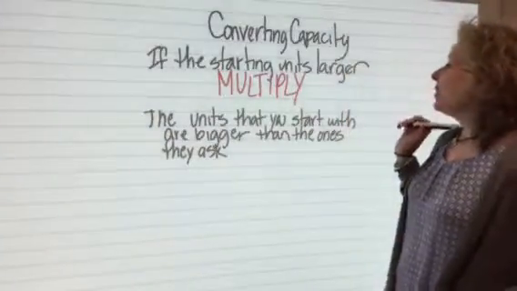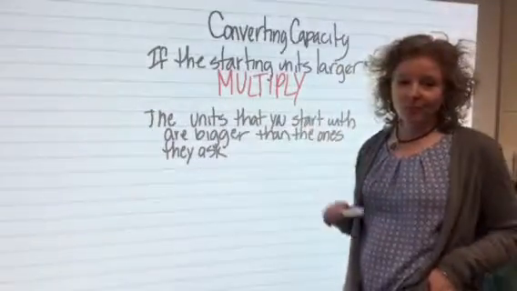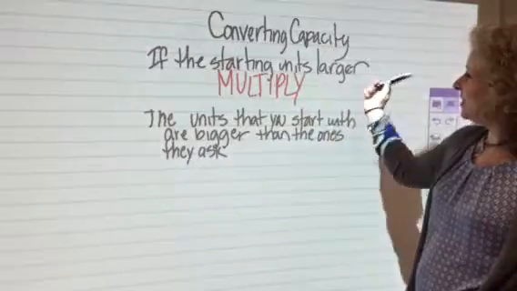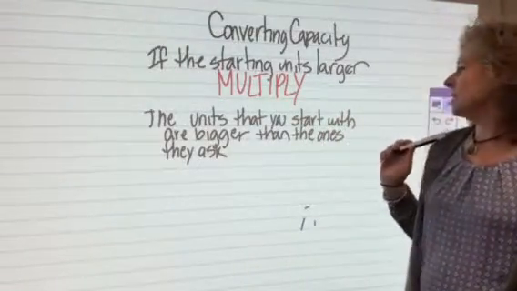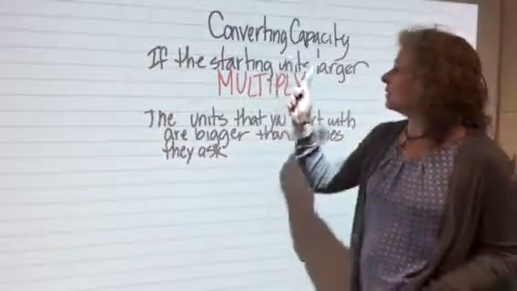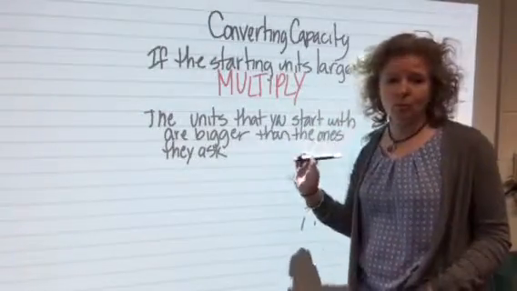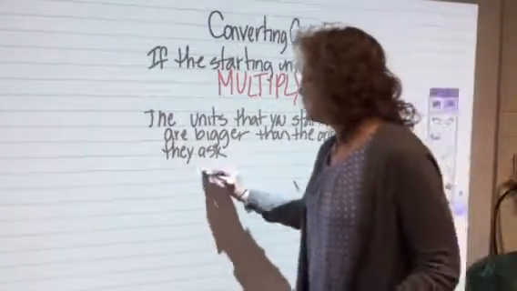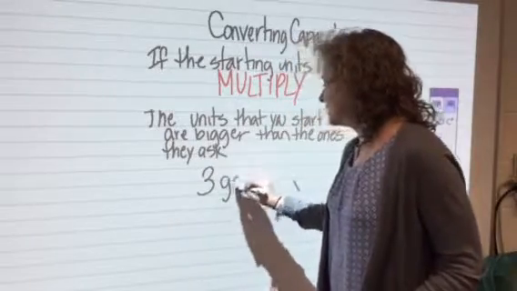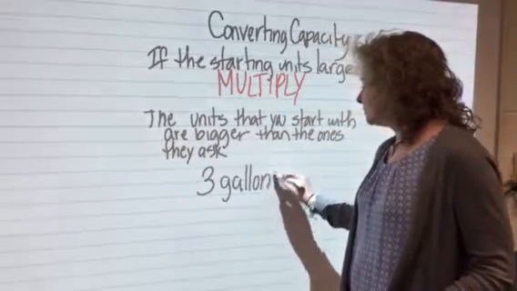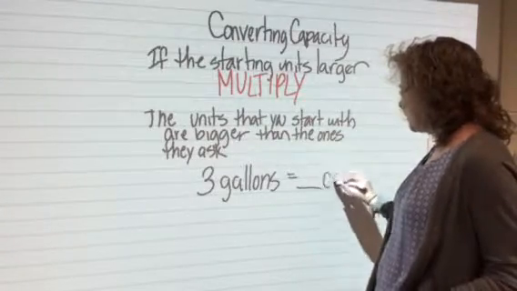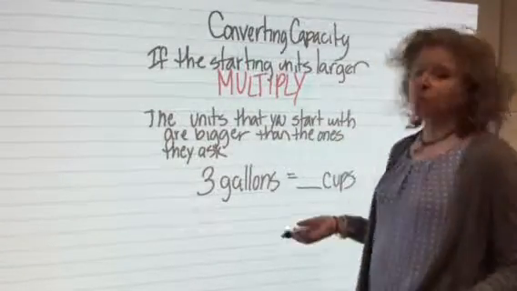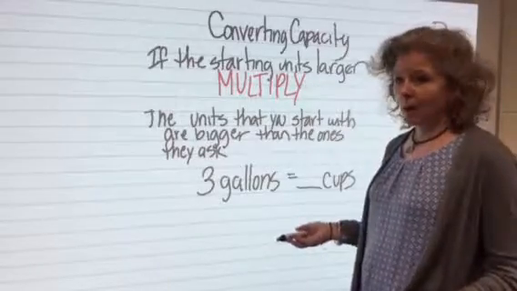How do you do that? If the starting unit's larger, multiply. The units that you start with are bigger than the ones they ask. If the starting unit's larger, multiply. So if you have 3 gallons and they want to know how many cups that is, well, first we've got to figure out how many cups are in a gallon.